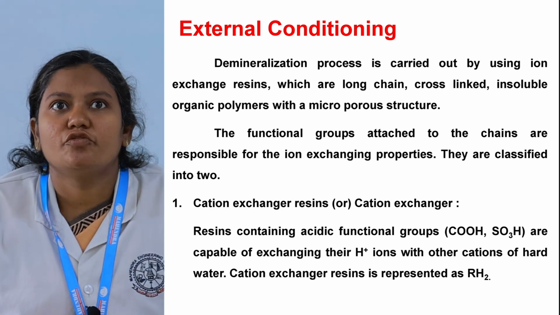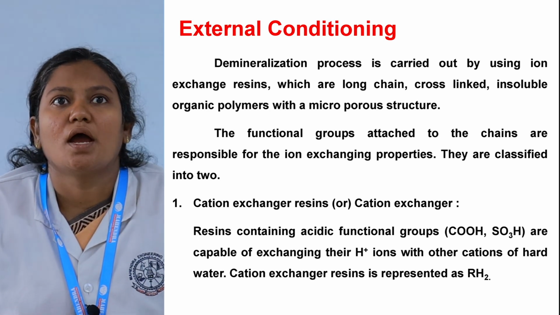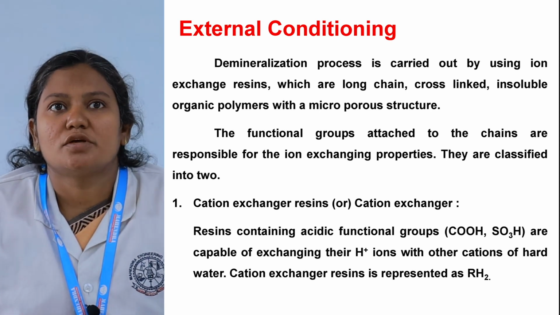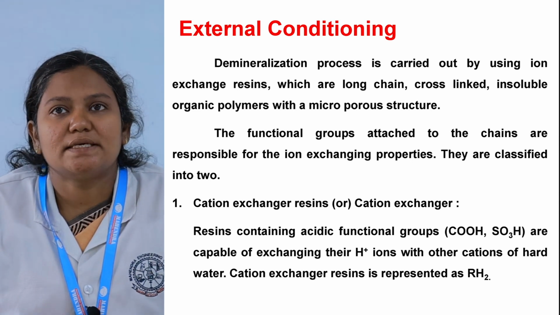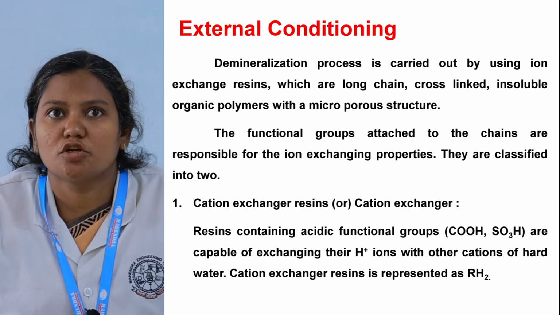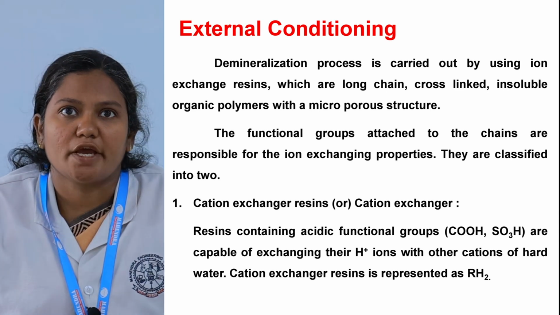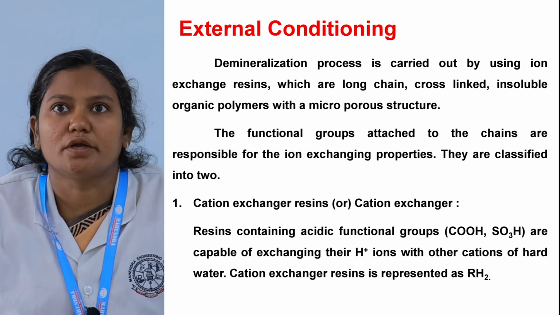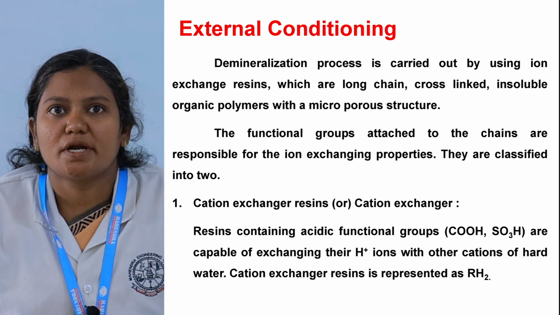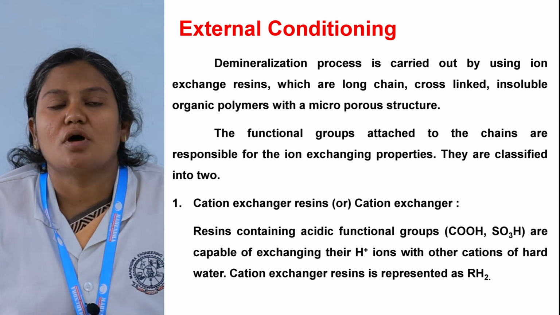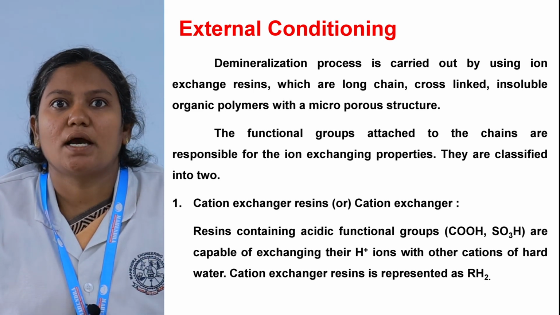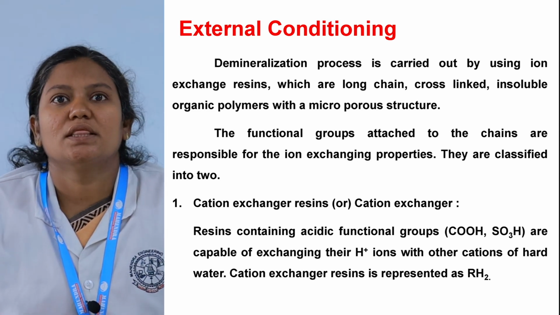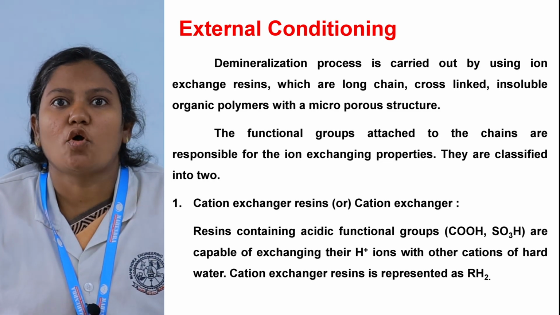From the name itself, you know that one involves cations and the other involves anions. First, cation exchangers. Resins containing acidic functional groups like COOH and SO3H are capable of exchanging the H+ ions with other cations of hard water. Cation exchangers are generally represented as RH2. R indicates any functional group, alkyl, aryl, whatever it may be. A few examples of cation exchanger resins are sulfonated coals and sulfonated polystyrene.